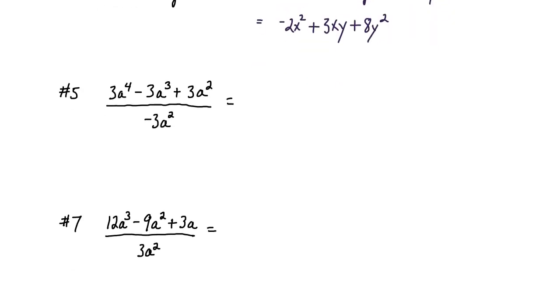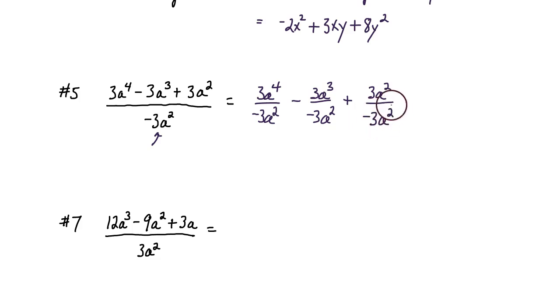Number 5 is the same. There's a trinomial and we're dividing by a monomial. So use the distributive property. 3a to the fourth divided by negative 3a squared. Minus, now 3a cubed divided by the negative 3a squared. Plus 3a squared divided by the negative 3a squared.